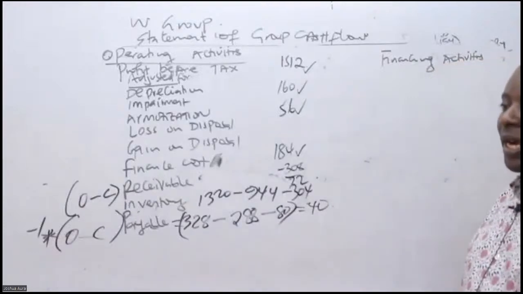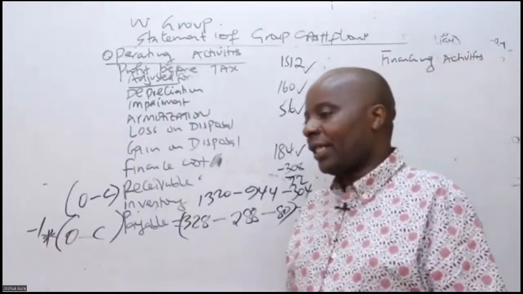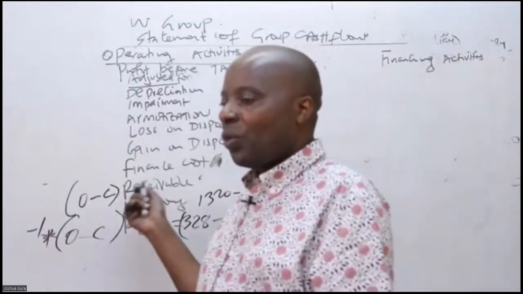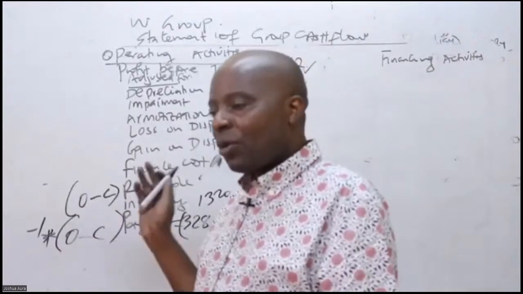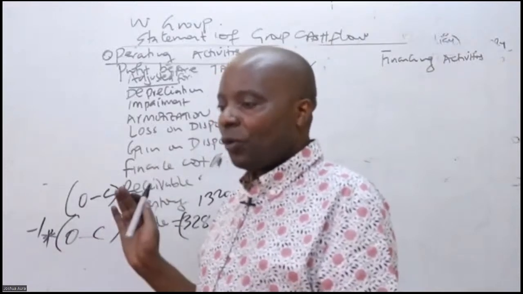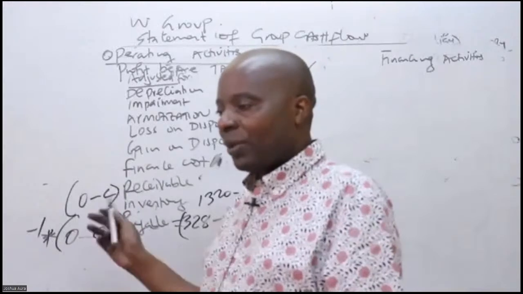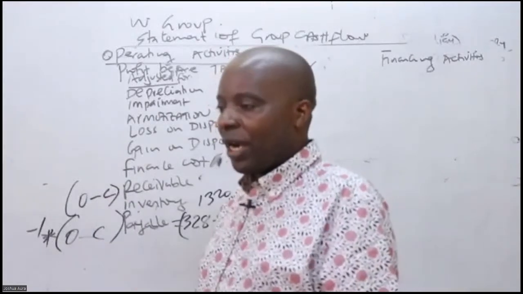The correct answer there is 40. We shall always be working with these receivables, payables, using the same concept, OC. However, for liabilities, we shall be multiplying with -1. The -1. Thank you so much.